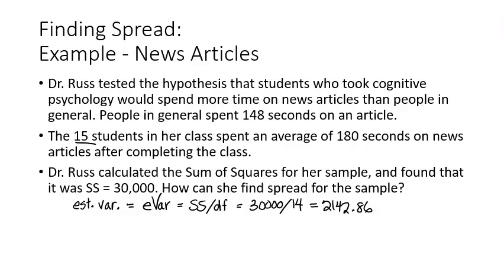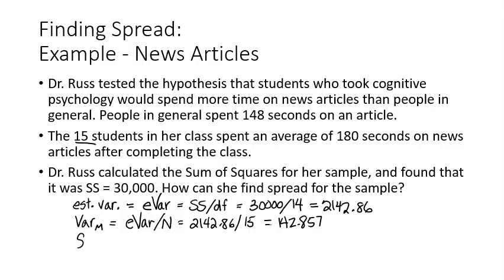The next thing we do is just our normal calculation for varm, which is just, in this case, E var divided by n, which is 2142.86 divided by 15, and this is just to take into account our sample size, which equals 142.857. You won't get these exactly in your calculator. I'm using Excel, so we'll always have that problem of rounding that happens when I use just certain of the digits.